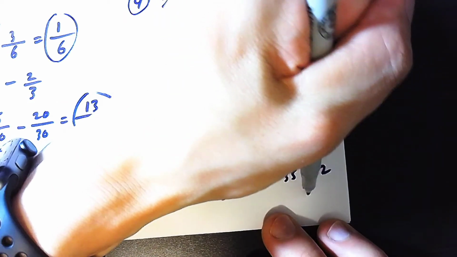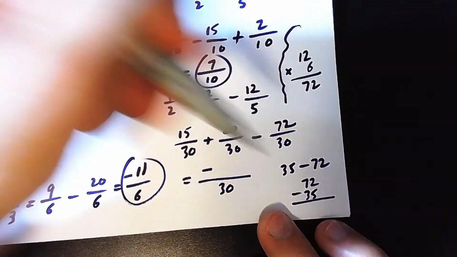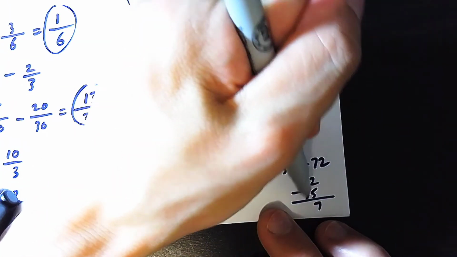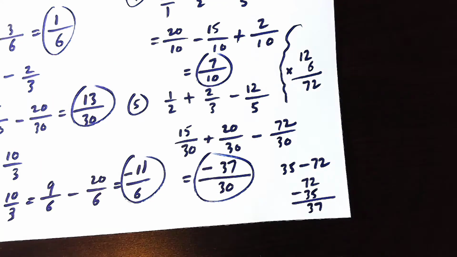So 72 take away 35. 12 minus 5 is going to be 7. You borrow some energy, so that becomes a 6. 6 minus 3 is going to be 3. So we have negative 37 over 30. Be careful.